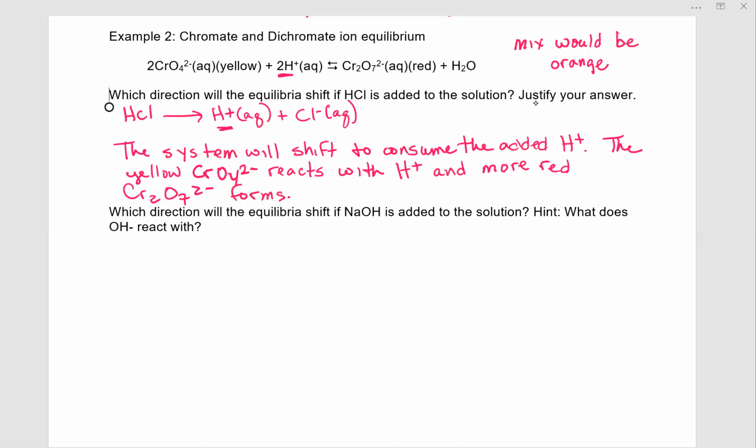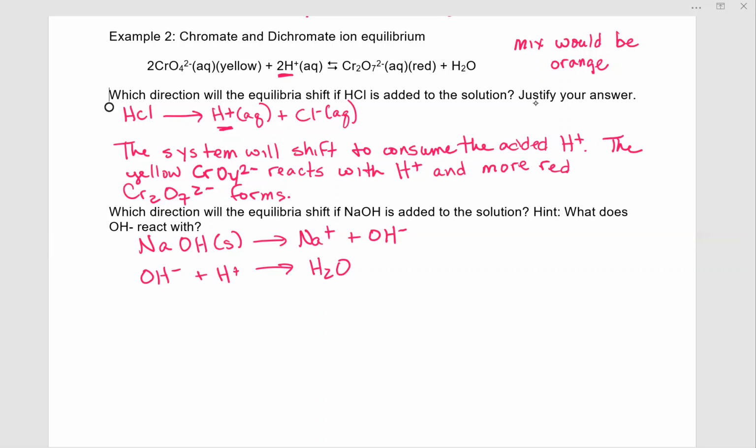Let's take a look at instead adding sodium hydroxide. So way back we talked about neutralization reactions. So let's take a look at what's going on. If we put sodium hydroxide into water, it will dissociate completely to form Na+ and OH-. In turn, OH- is going to react with H+ to form H2O. Okay?